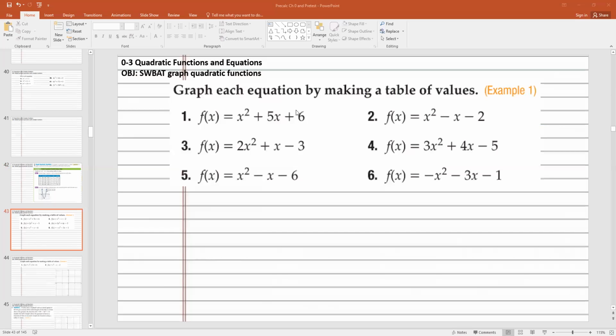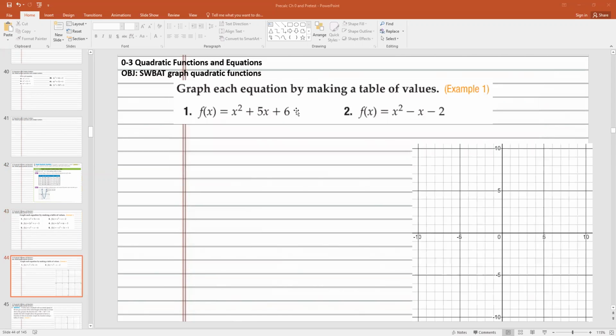So let's graph each equation by making a table of values. This is the basic way to graph any function. There are going to be some quick ways to graph different functions. But if you forget any of those during a test or a placement test or whatever, the best thing to do is to make a table and then graph it, because you can graph any function with a table.